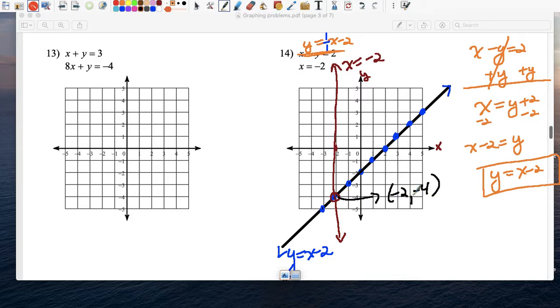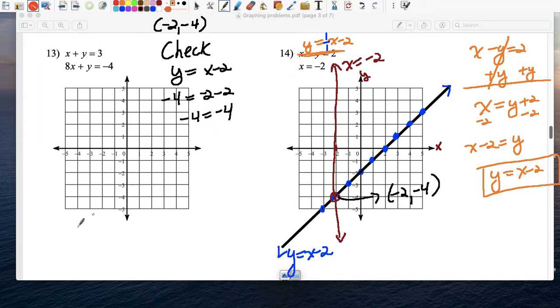So that's one point that exists on both lines. Therefore, it should be a solution to those two. So let's do a check. My first equation, y equals x minus 2. And we're going to use the point, sorry, let me write the point, negative 2, negative 4. So y is negative 4 equals, substitute, negative 2 minus 2. So far, so good on the first equation.